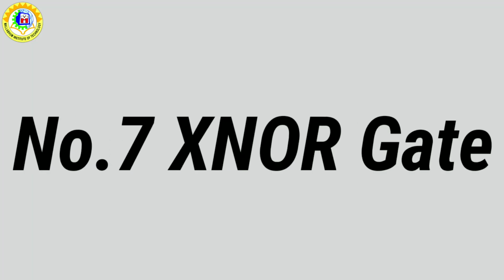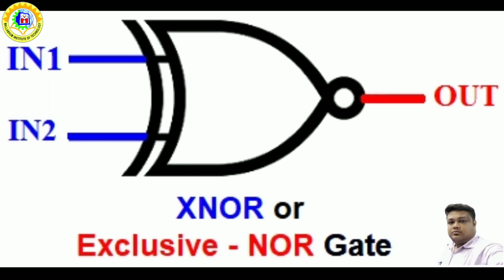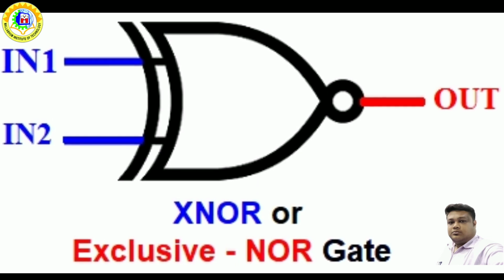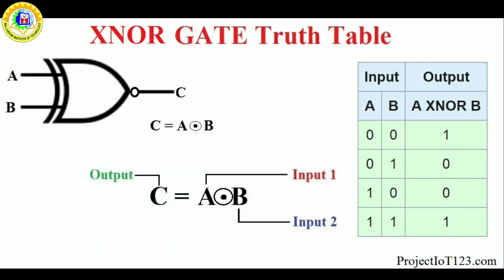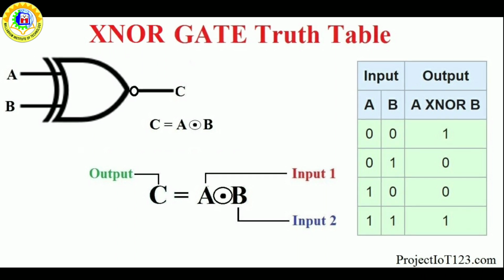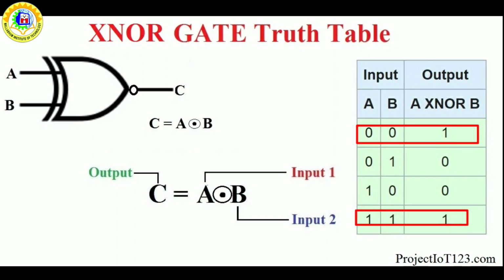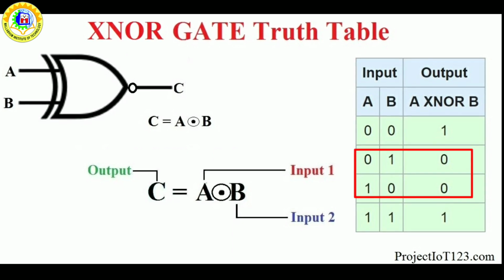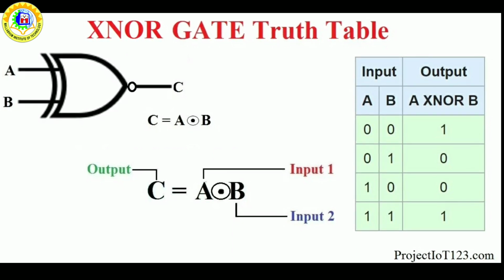Number 7, XNOR gate. The XNOR gate is a combination of an XOR gate followed by an inverter. Its output is true if the inputs are the same and false if the inputs are different.